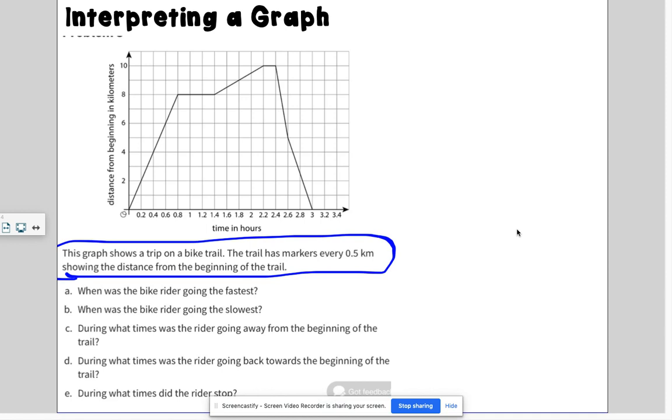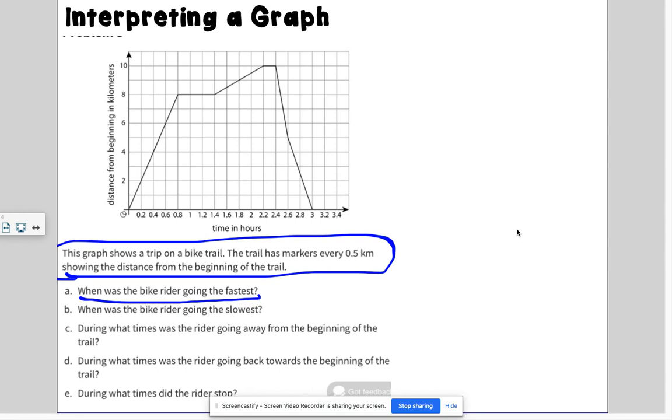So first, we want to know, when is the bike rider going the fastest? Okay, so think about on a graph, if something's going fast, it's going to have a very, very high rate of change, or a very, very high slope, sorry, a larger slope. Okay, which means the graph is going to increase very rapidly. It's going to have a steeper line. Okay, so let's look at this graph. What parts look the steepest?